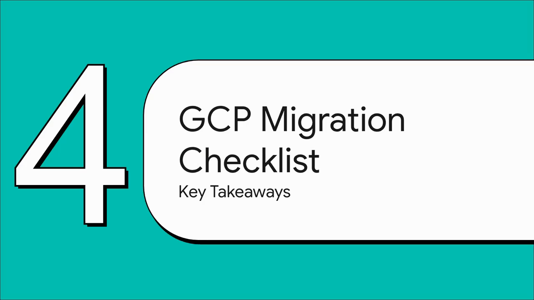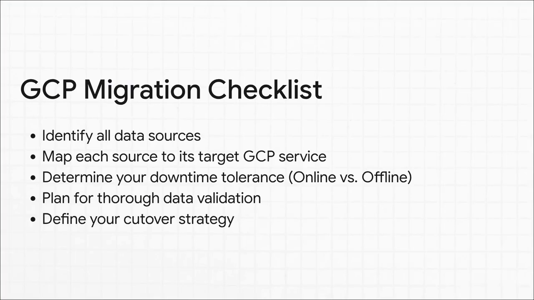Don't do it. Whew, all right. We've covered a ton of ground. So let's boil all of this down into a simple, actionable checklist that you can take right back to your team. So here it is, the core playbook. 1. Identify all your data sources. 2. Map each of those sources to the right GCP service: Cloud SQL, BigQuery, Cloud Storage. 3. Decide on your downtime tolerance, which tells you if you're going online or offline.